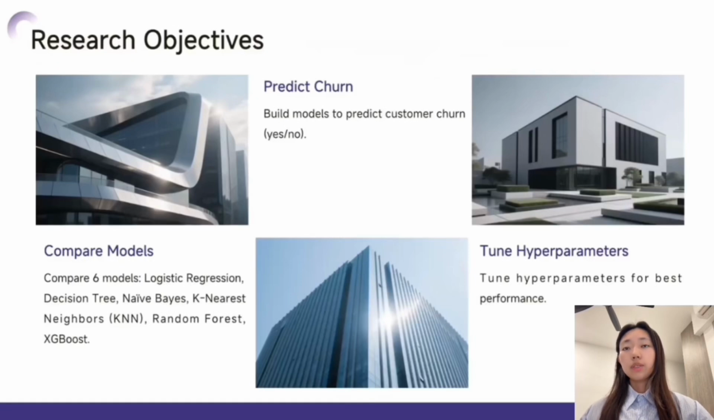Research objectives. Here are the main goals of my study. First, I wanted to build models that can predict whether a customer will churn or not. Second, I compared different machine learning models to see which one works best. The 6 models tested are logistic regression, decision tree, naive Bayes, KNN, random forest, and XGBoost. Finally, I adjusted the model settings.